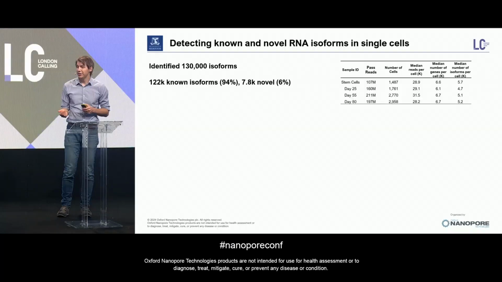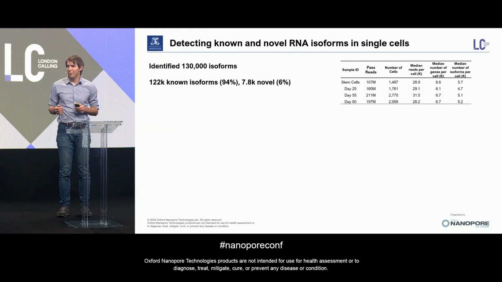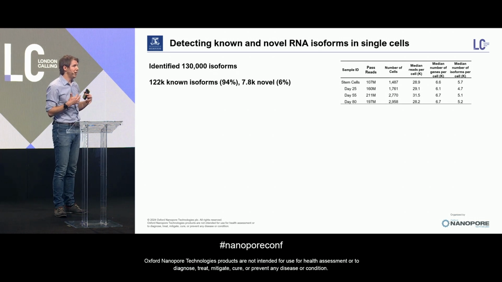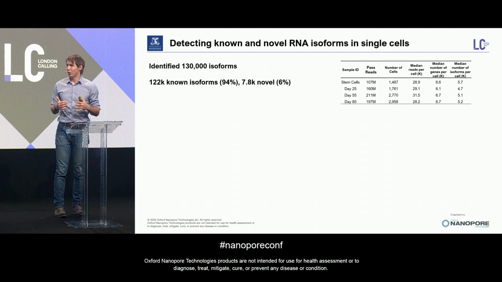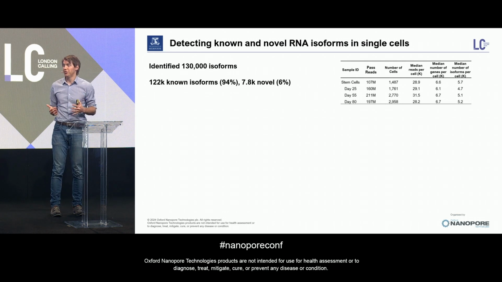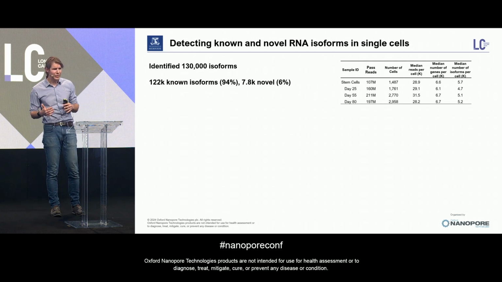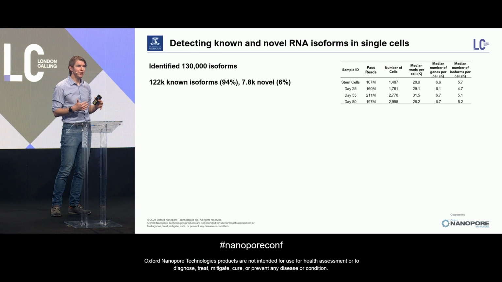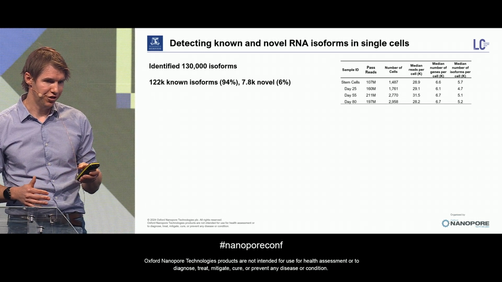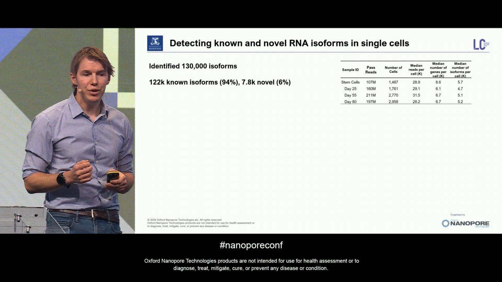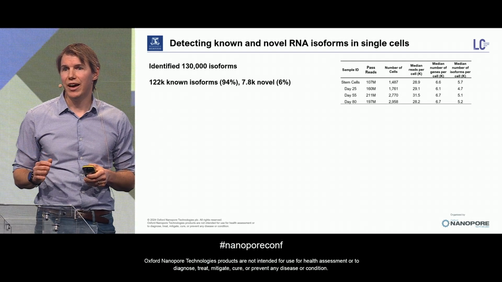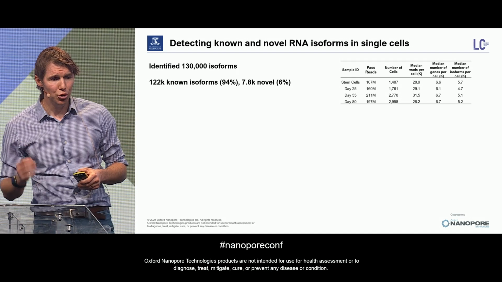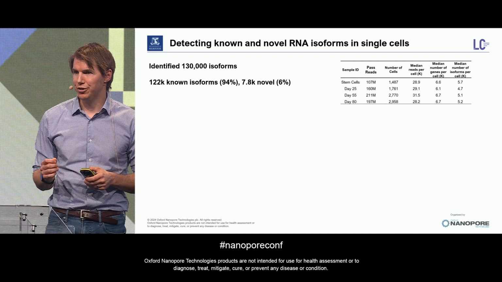So what did we do? For our 8 samples, we have over 600 million reads, and we've got an average depth of about 30,000 reads per cell. The reason for this is that we want to have the ability to be quite sensitive in detecting and quantifying isoforms. And what we're able to do is get, compared to some other methods, quite a large number of isoforms and genes per cell. Overall, we identified about 130,000 isoforms. Most of these were known, and around 6% were novel.